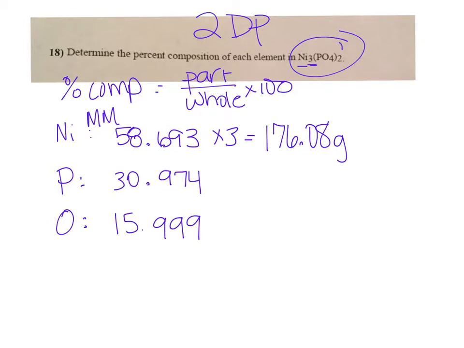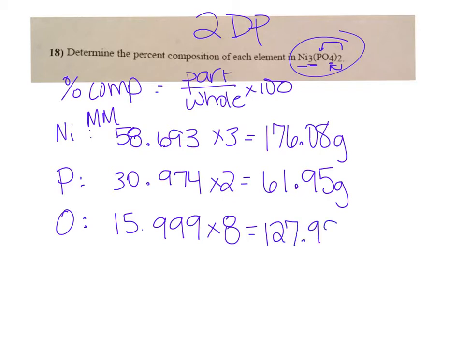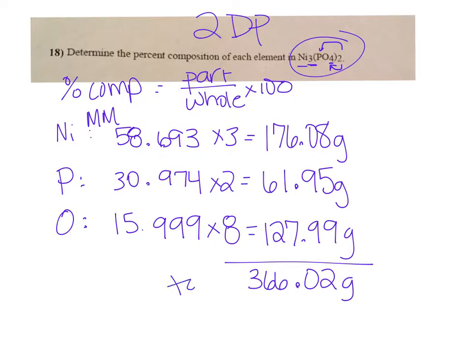Phosphorus, there are 2. So we're going to multiply this guy by 2, and we get 61.95 grams. And then finally, oxygen, we have 4 inside the parentheses. We're going to apply the 2 to it, so we're going to multiply it by 8. We multiply it by 8, we get 127.99 grams. Okay, so let's get our total mass. So if we add these all up and I stick with 2 decimal places, we're going to go 366.02 grams total.